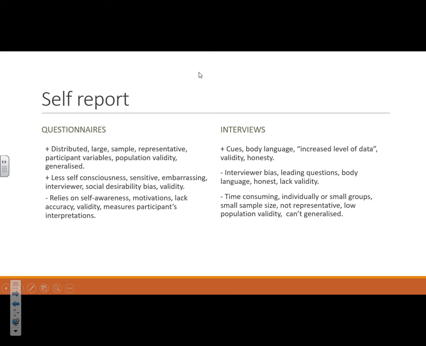They might be less self-conscious about sensitive or embarrassing information they might not want to tell the interviewer, so questionnaires might reduce social desirability bias, which increases the validity because they might feel more comfortable being honest.